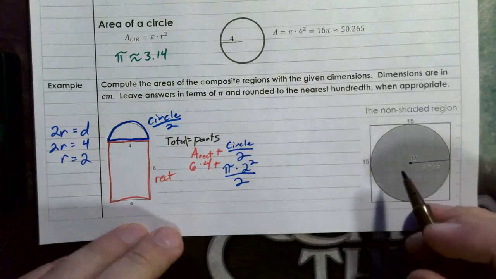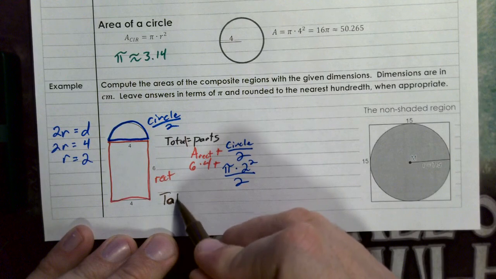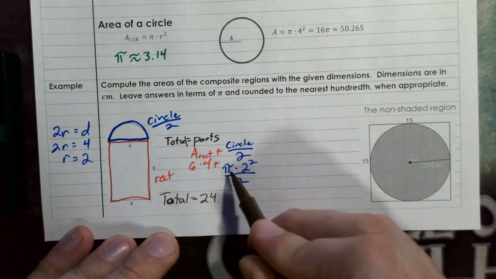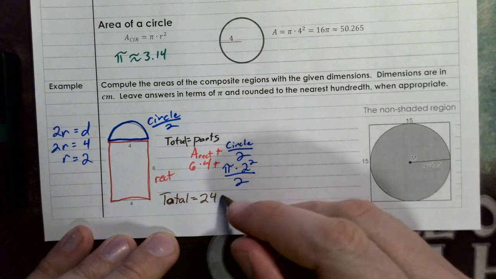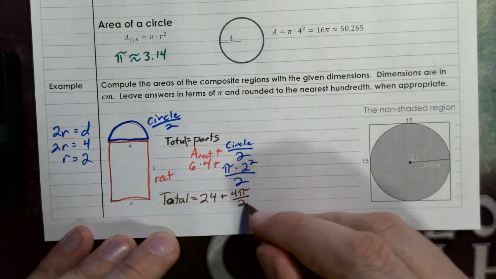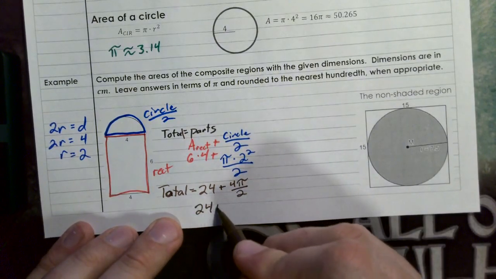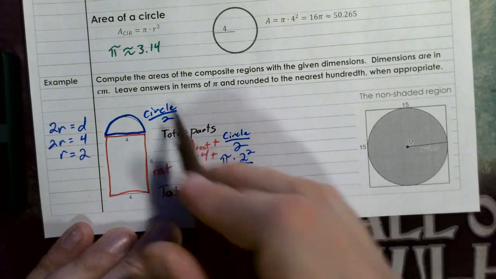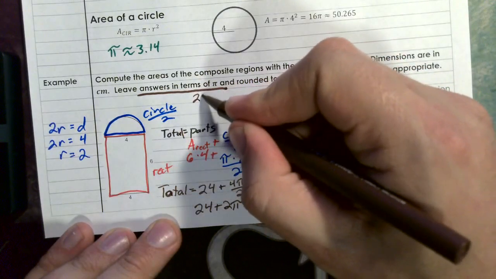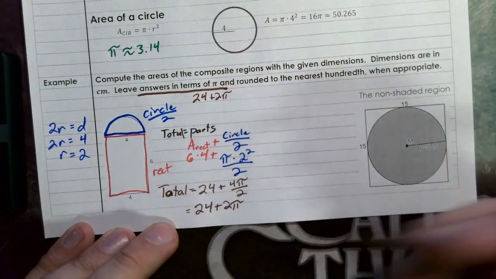How about total? So our total area is 6 times 4, which is 24, plus pi times 2 squared, which is 4 pi, divided by 2, because we still have that divided by 2. And so that is 24 plus 2 pi. Now this is leaving your answers in terms of pi. That is what we just did, 24 plus 2 pi. So that could be our answer.